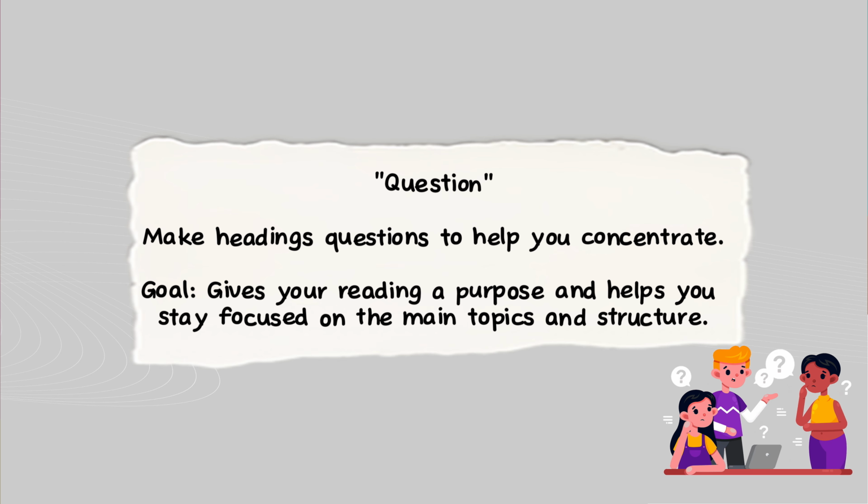Step 2 is all about asking the right questions, and this is where reading starts to become active instead of passive. The idea is simple, but extremely powerful. Instead of just reading headings and moving on, you turn each heading into a question. Doing this immediately gives your brain a clear target. You are no longer reading just to get through the text.